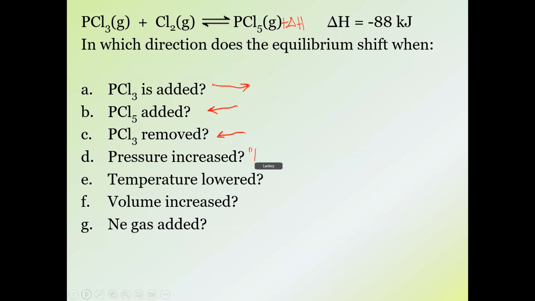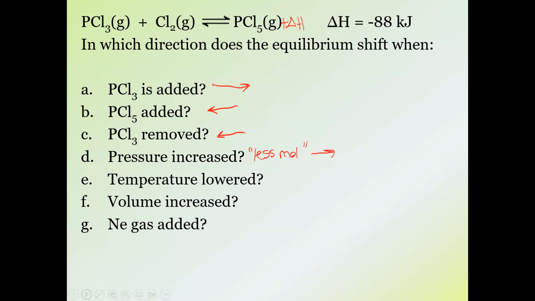If pressure is increased, remember, an increase in pressure goes to the side with less moles. So I'll put that here. We're going to the side with less moles of gas. So we have to count: there are 2 moles of gas on our reactant side, 1 mole of gas on our product side. So this will shift to the right, towards the products.